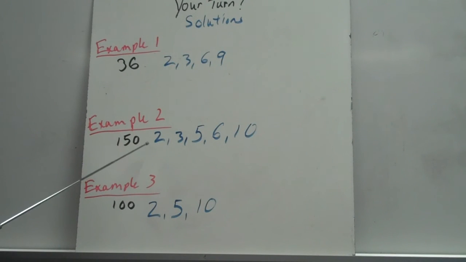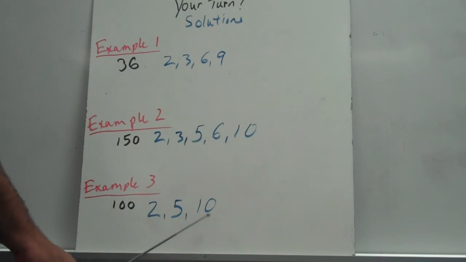So 150 is even, so 2 works. 1 plus 5 is 6, plus 0 is 6, so 3 works. The number ends in a 0, so 5 works. If 2 and 3 both work, then 6 works. And the number ends in a 0, so 10 works. And then for our third example, we have 100. So 100 is even, so 2 works. 100 ends in a 0, so 5 works. And 100 ends in a 0, so 10 works.